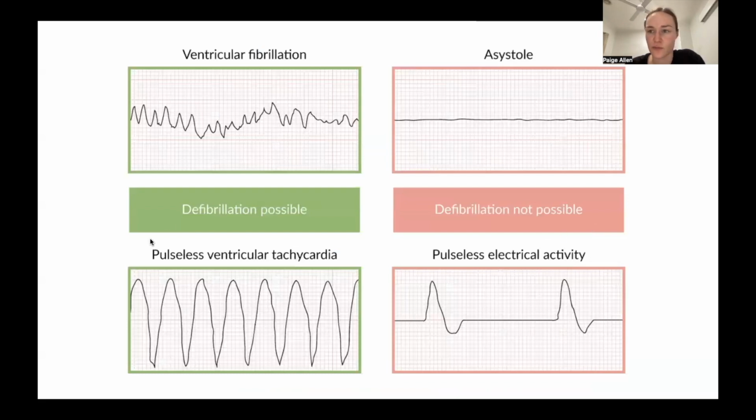And in terms of when you defibrillate, for VF and VT, you definitely do. Asystole and pulseless electrical activity, which will often be shortened to PEA, you do not, because it's not going to make a difference. You don't have enough regularity or enough electrical conduction to actually be able to create a normal rhythm again.